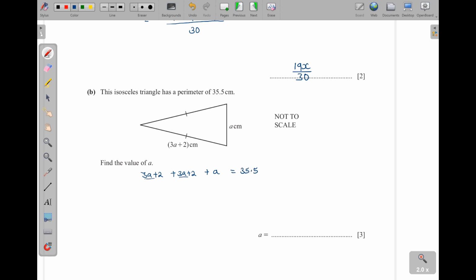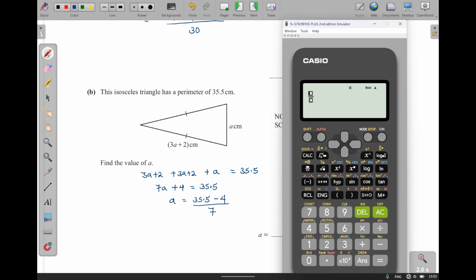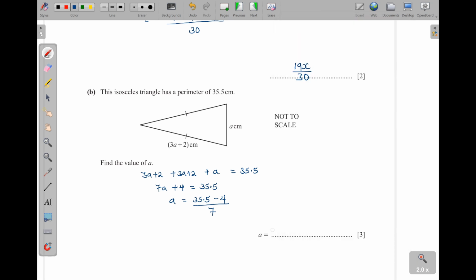Now 3a plus 3a, that is 6a plus a, that is 7a. So I'll have 7a here. Then 2 plus 2, that is 4. Okay, then I equate to 35.5. So meaning our a is going to be equal to 35.5, first subtract 4, then after divide by 7. So we have 35.5 minus 4, and then down here we shall have 7. Then this one will give us 9 over 2, which is the same as 4.5. So I'll write here 4.5.